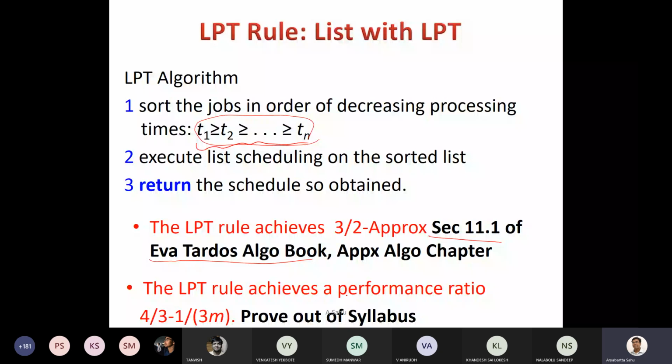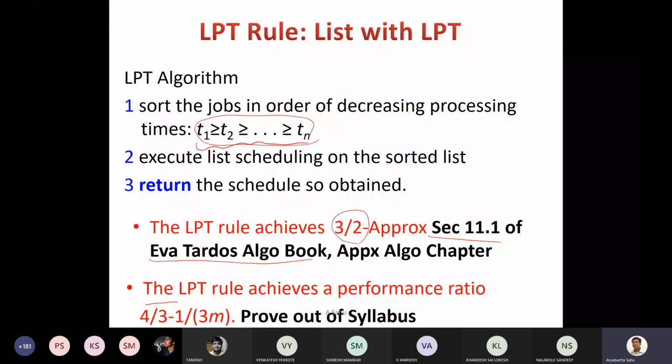Both are given in the Eva book, but let's see how we can prove the very simplistic 3/2 approximation, and the 4/3 I am leaving to you as homework. You can see the Eva book, because anyhow what I'm teaching is from the book.